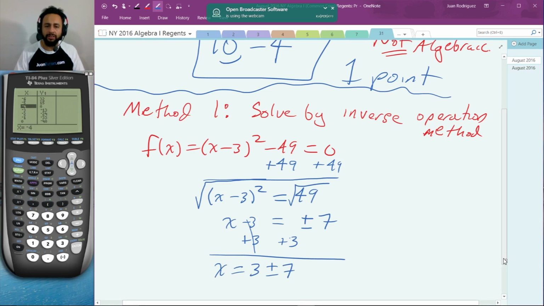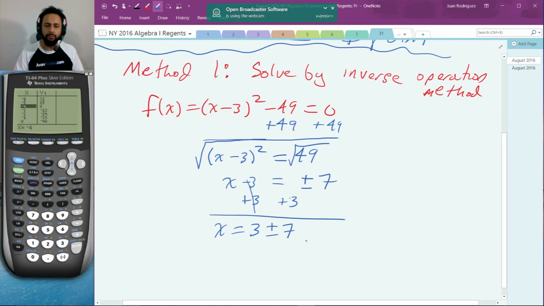And for the Regents, that's actually enough. They accept that as the answer. But for those of you who don't have teachers who accept that as an answer, 3 plus 7 or 3 minus 7. A common error is to put the plus or minus in front of the 3 when it's already in front of the 7. It's on the 7, okay?